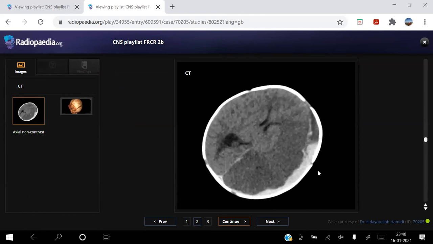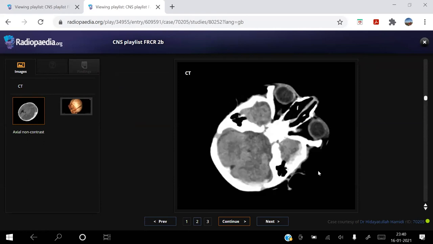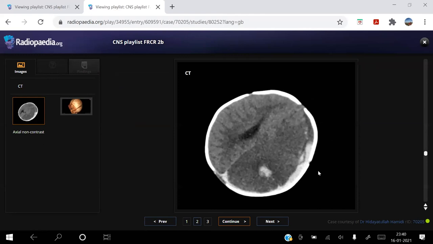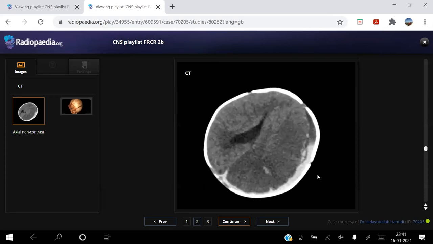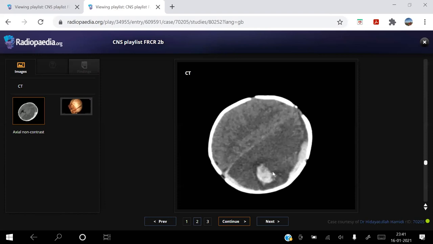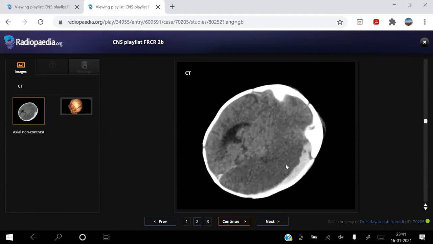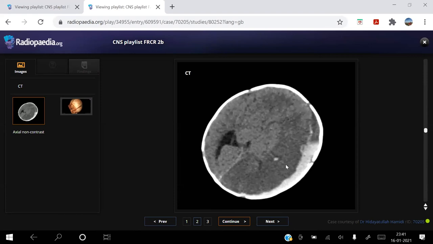It's a neonate. So these are the axial sections of the brain of a neonate. The most striking abnormality is the subarachnoid and subdural hemorrhage involving the left cerebral hemisphere with fluid levels. And also I can see a left parietal lobe hematoma with perilesional edema. So I would like to know the history of the patient.